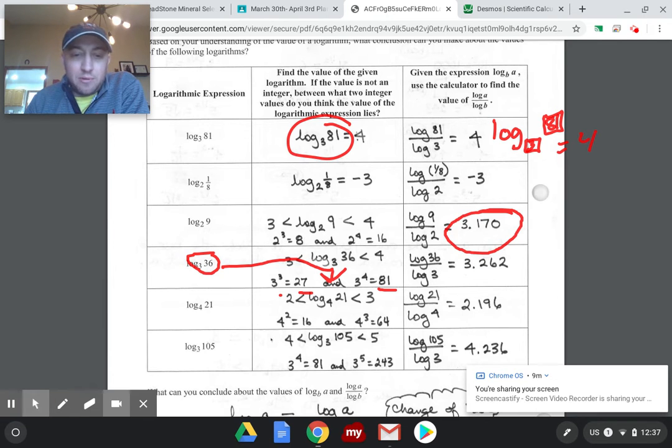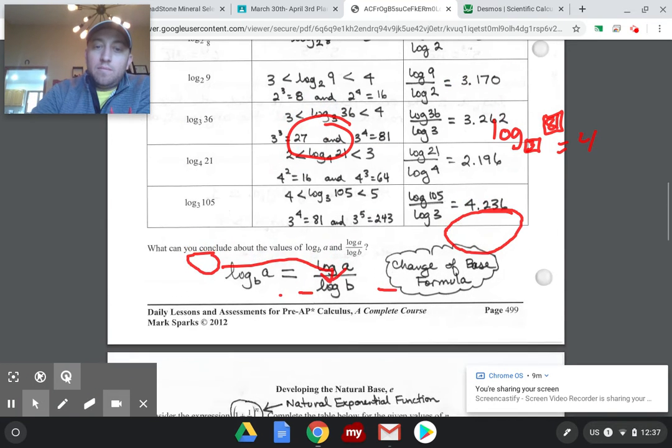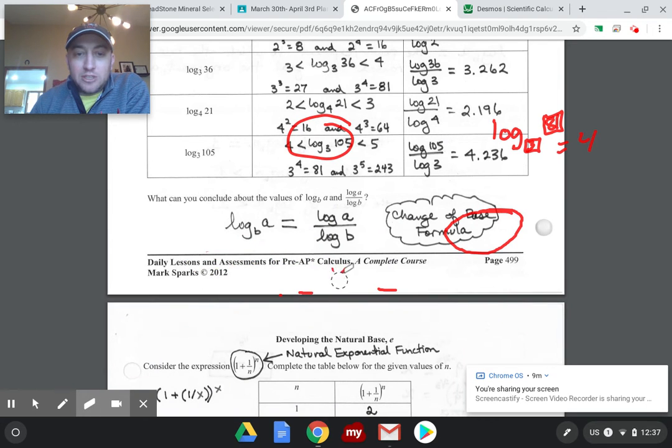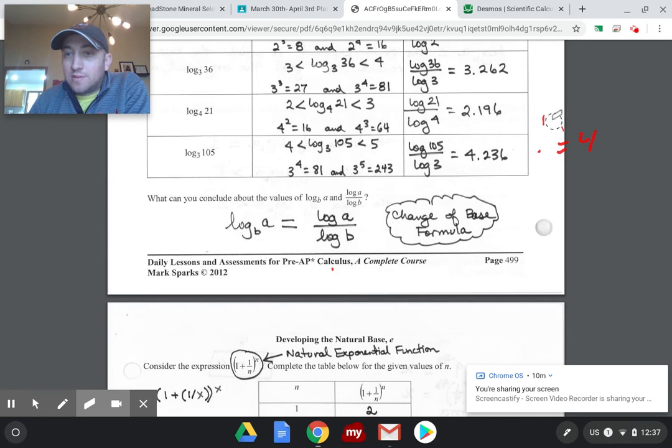So they just give you a couple examples, and then they go down here and they talk a little bit more. Erase all this stuff real quick. They talk a little bit more about that change of base formula. Log base b of a. If you wanted to rewrite that with the change of base formula, it would be log of a over log of b. And if you're using Desmos, you'll definitely have to use that change of base formula.